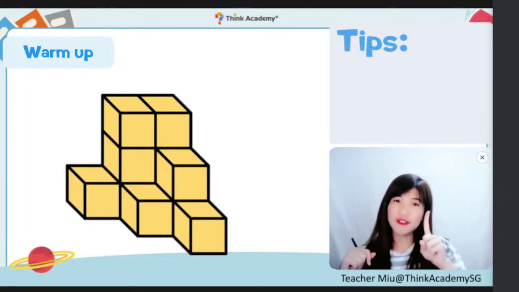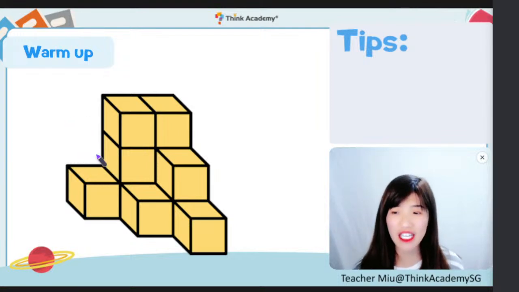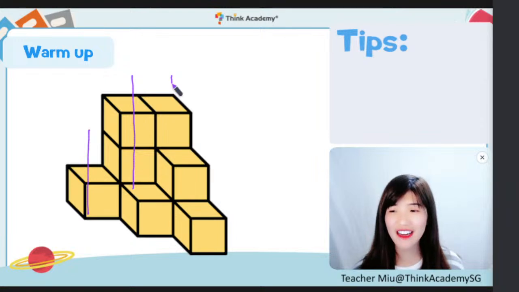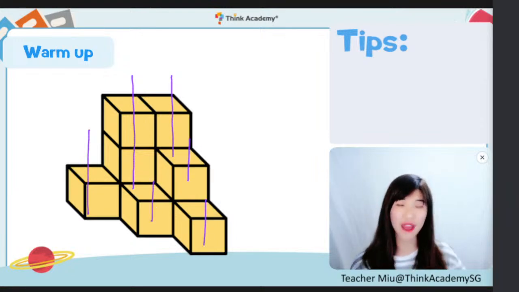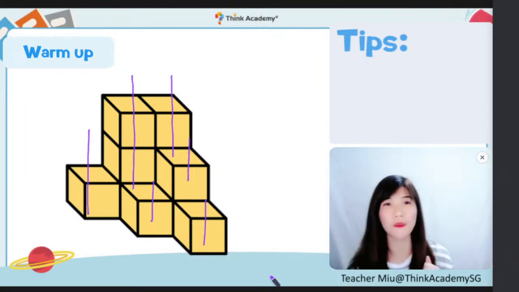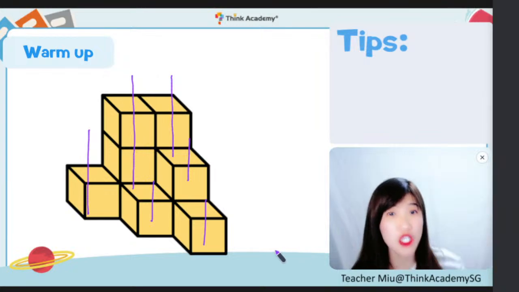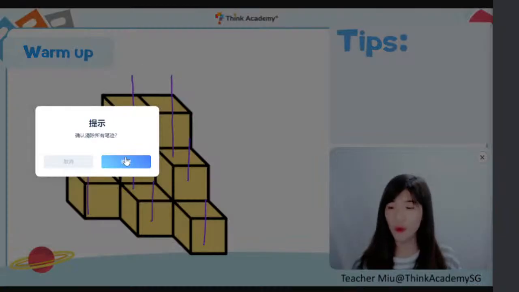So first things first, you can see each of the columns as a building. Right? It's just like the buildings on the street. Oh, we have so many buildings here. And now we are going to count how many levels there are in each of the buildings. If so, where should we start from?